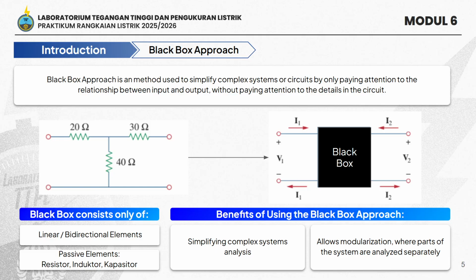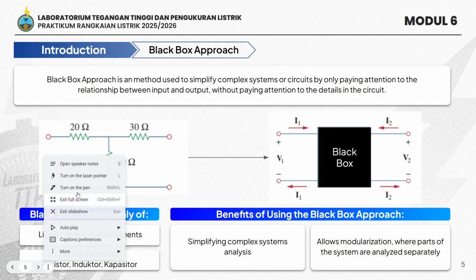Okay, we're going to review one of the methodical approaches that we can use in a two-port network. The first one is the black box approach. So what is a black box approach? A black box approach is a method used to simplify complex systems or circuits by only paying attention to the relationship between the input and the output, without paying attention to the details in the circuit.